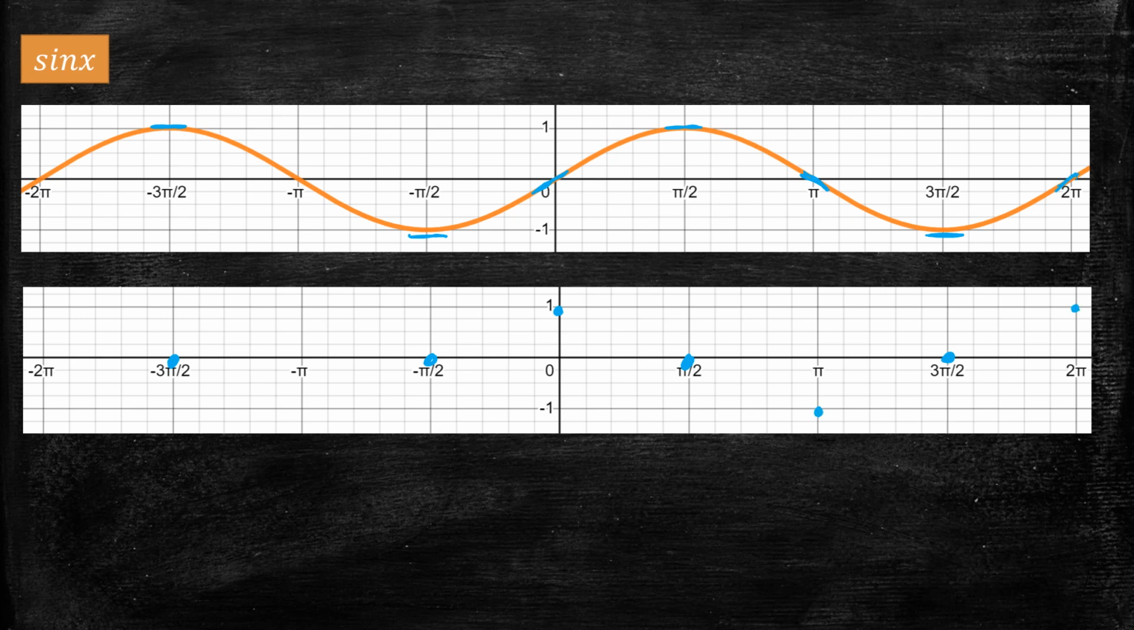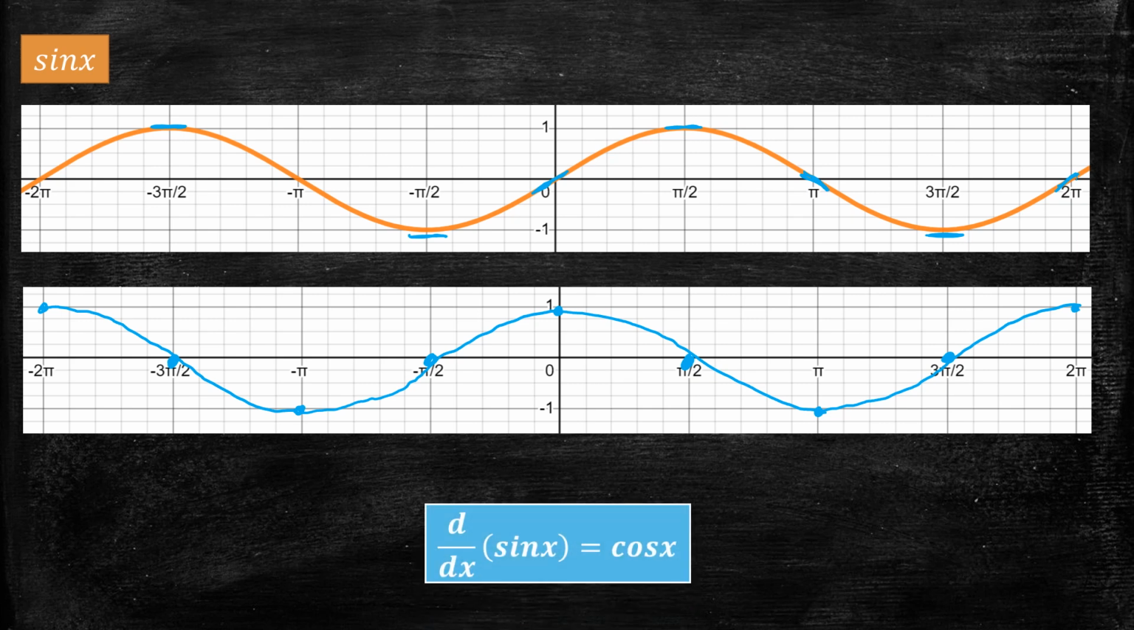So if we just follow that pattern along, we get these dots, and if you connect the dots, you should see a familiar function being formed, and this indeed is cosine x. So the derivative of sine x is cosine x.